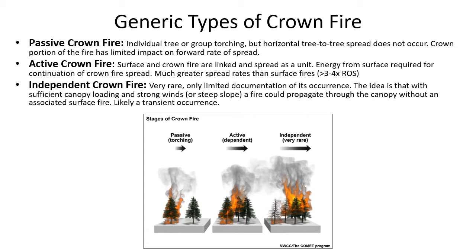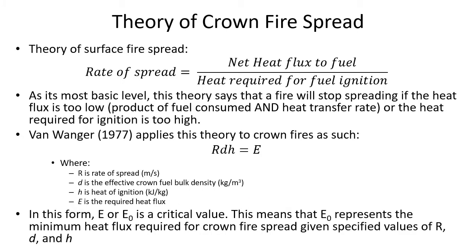There's maybe a couple of limited documentations of this truly occurring, but when it does occur, it's probably a pretty transient, right, short-lasting occurrence. So maybe not super, or actually probably definitely not super important for our prediction of crown fire behavior, just because it's a really rare thing. And we'll see later on how it just pops out of the math as a possible outcome depending on your fuel and environmental conditions, but not something we're going to think too much about just because it's a pretty rare occurrence. So those are our generic types of crown fire.